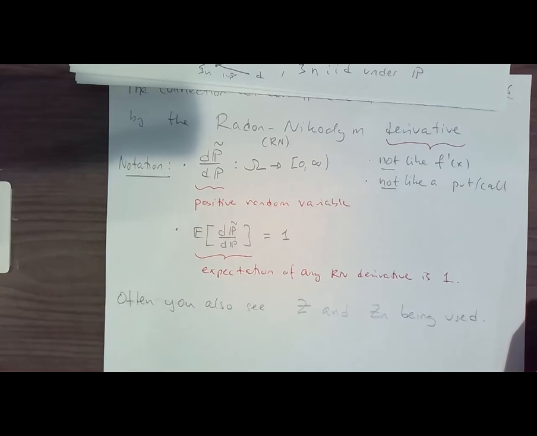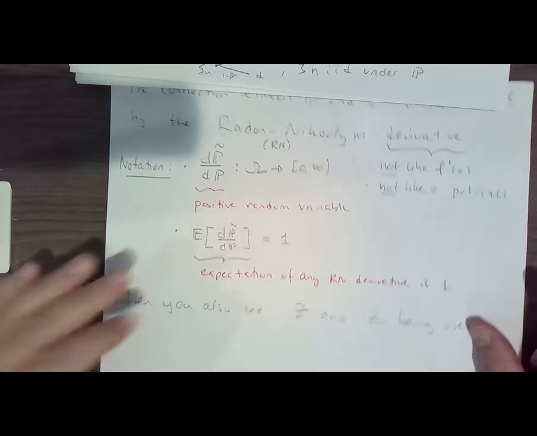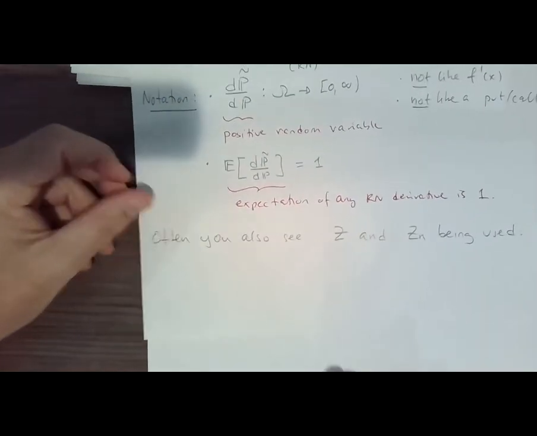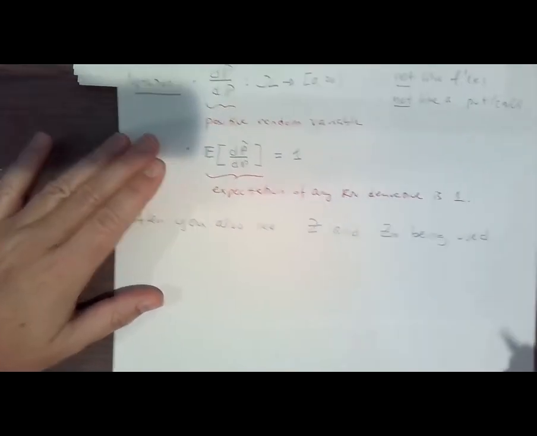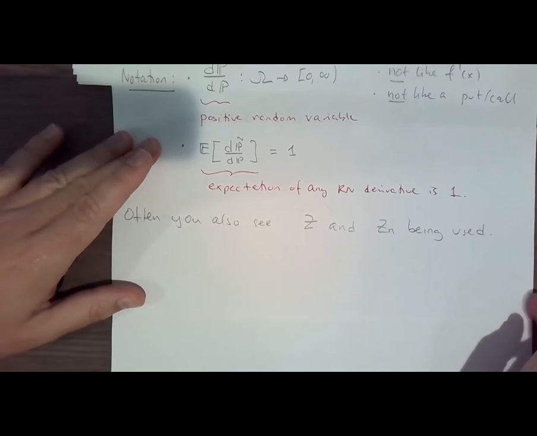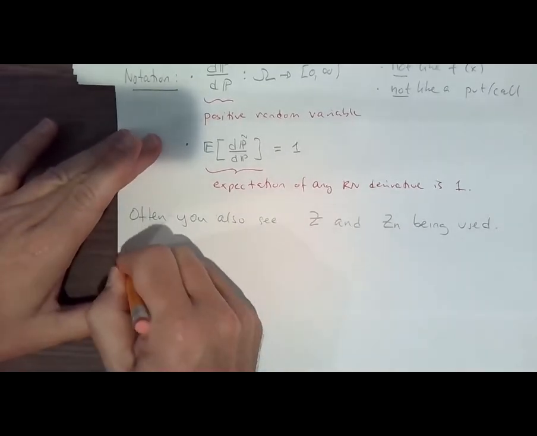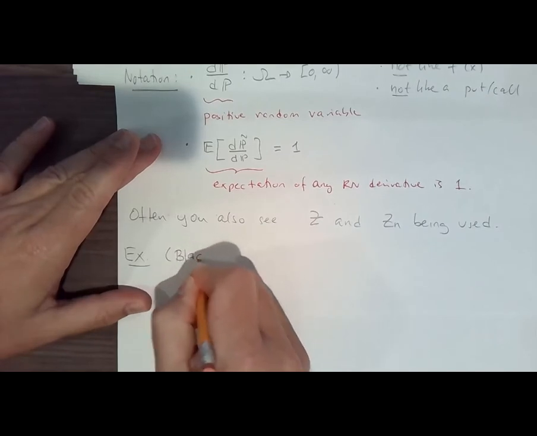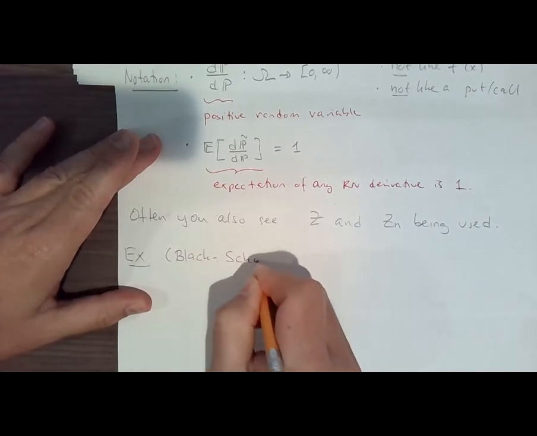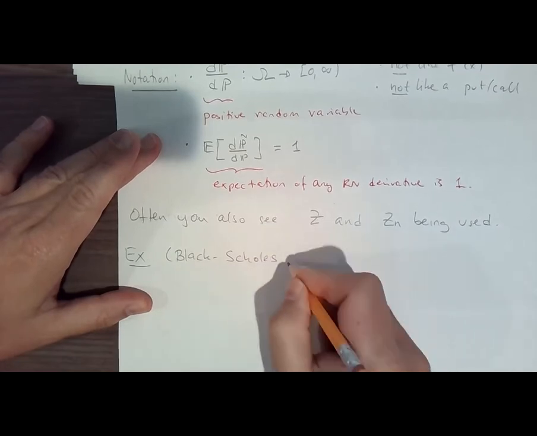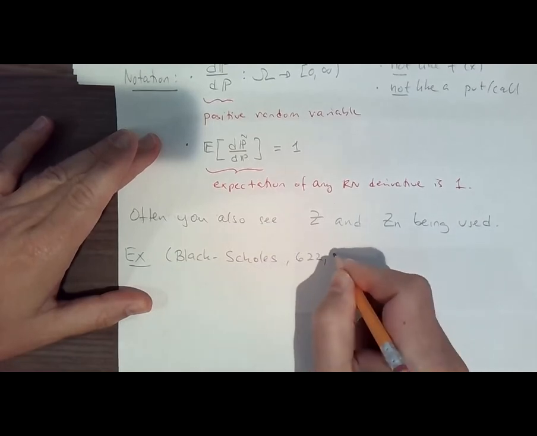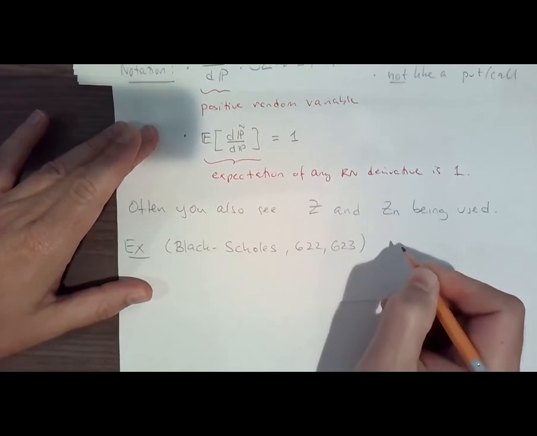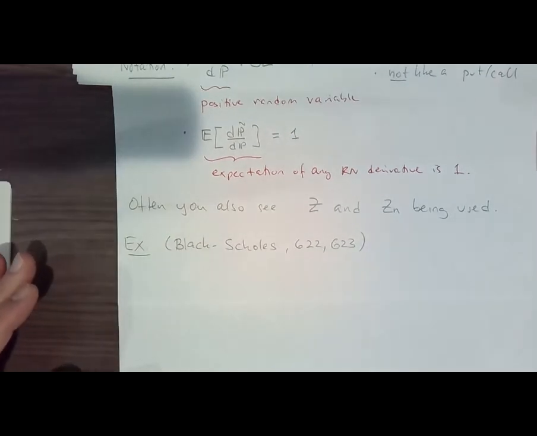So what on earth is this thing? Well, maybe the easiest way to get our hands on it is to look at how this works in an example. Here's a typical example. This is actually Black-Scholes. This is to be really fleshed out in 621 and 623, but here's a typical example of how this thing is being used.